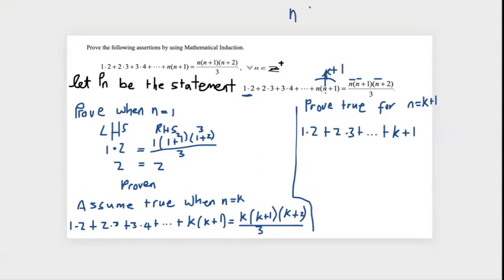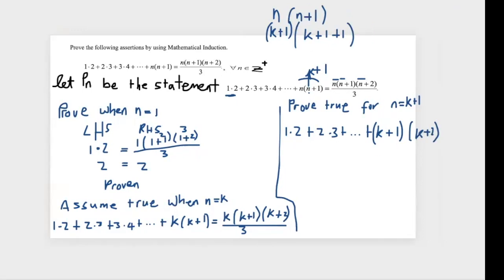So just remember, I have n times n plus 1. So because I replace here to be k plus 1, and inside the next bracket, I will have k plus 1 for n, and then an additional plus 1. So this 1 plus 1 will become 2. So right here, I will have k plus 1 times k plus 2. So that represents the left-hand side.